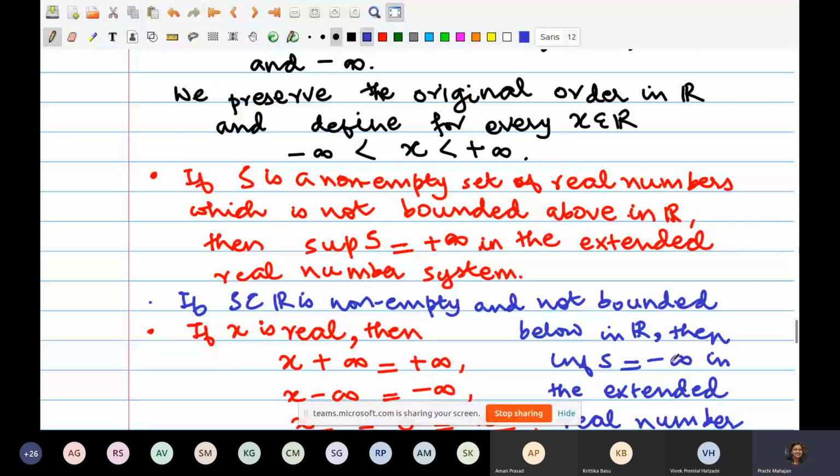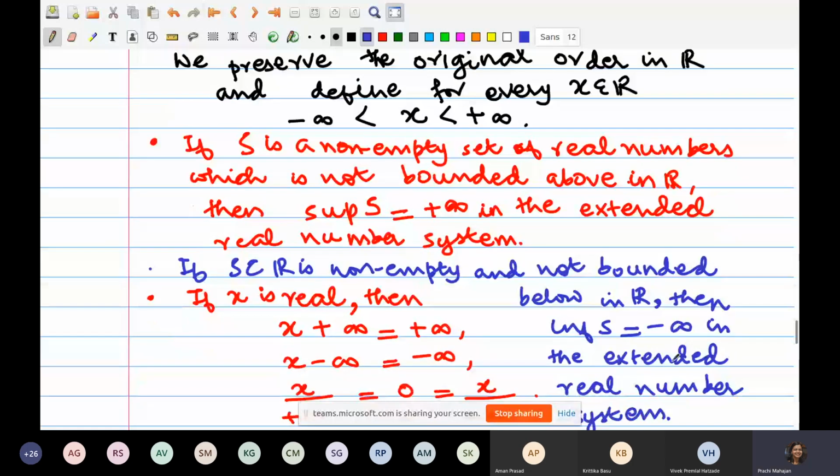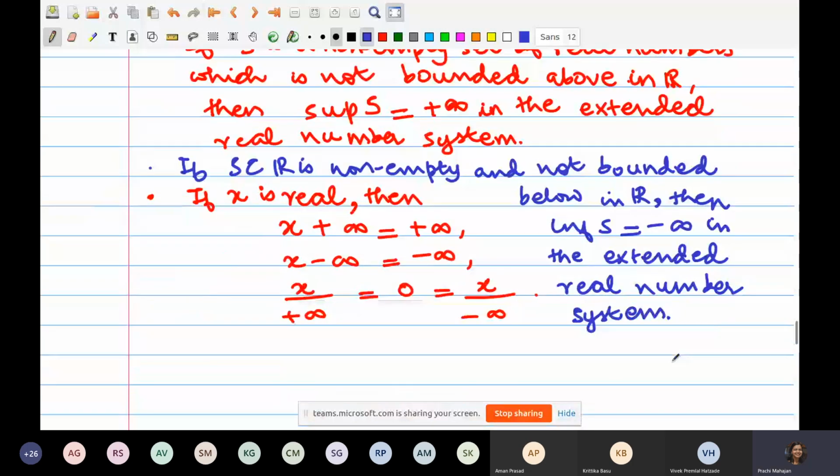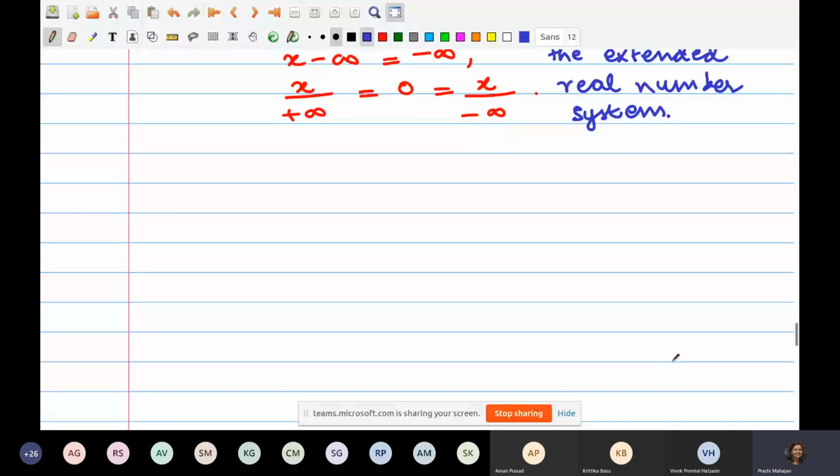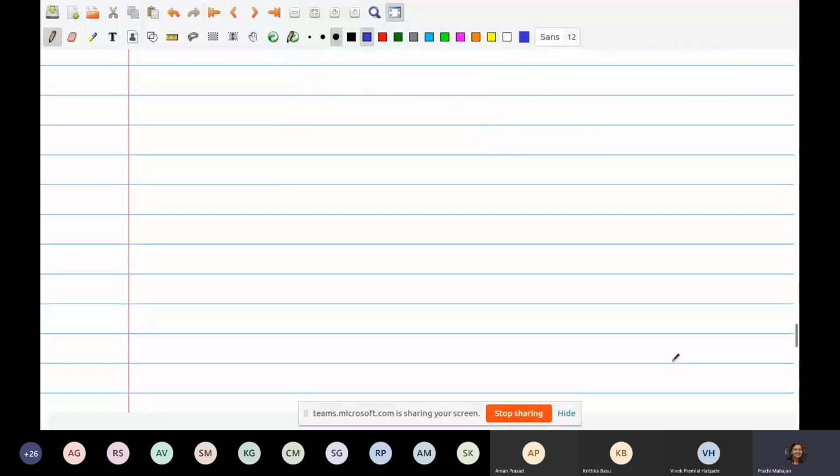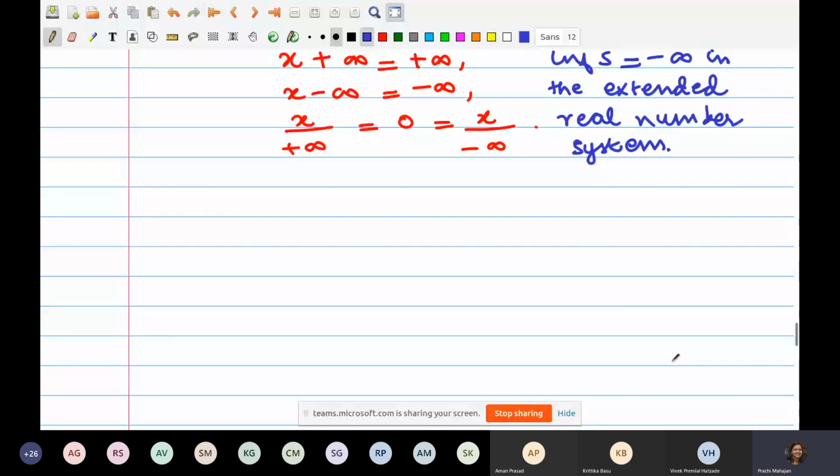Okay, so I believe there are no further questions on this topic. All right, so let's move on to the next string of ideas. Okay, so the next concept that I want to talk about is that of metric spaces.